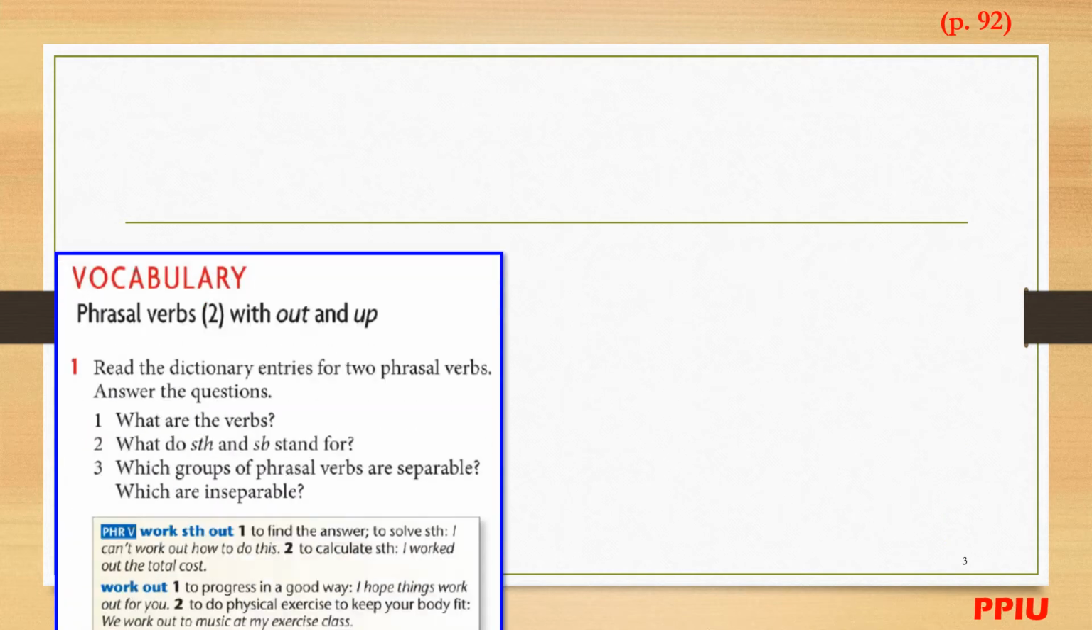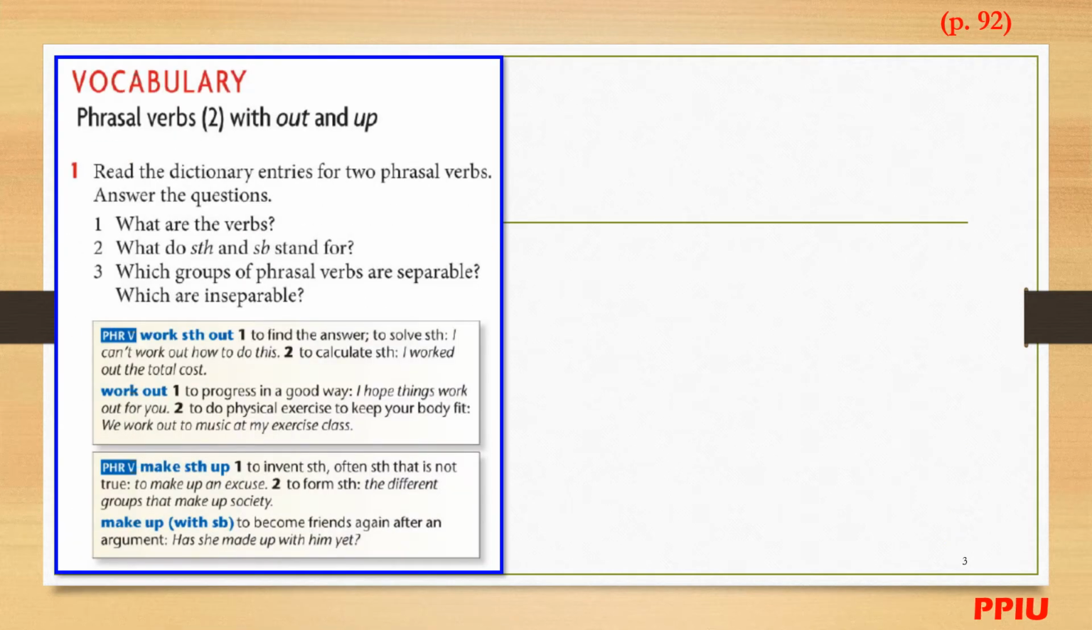Okay, let's go and do some exercises. You can open the textbook on page 92 and look at vocabulary, phrasal verbs number 2 with out and up, right? Okay, so read the dictionary entry for 2 phrasal verbs and answer the questions.